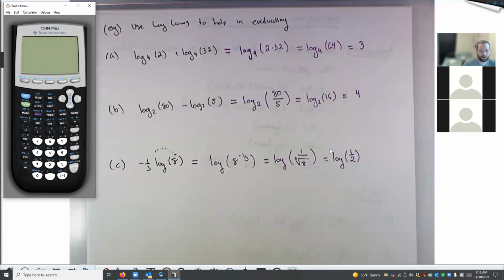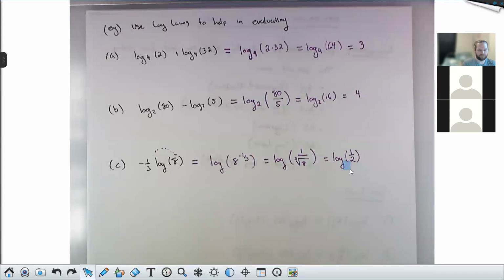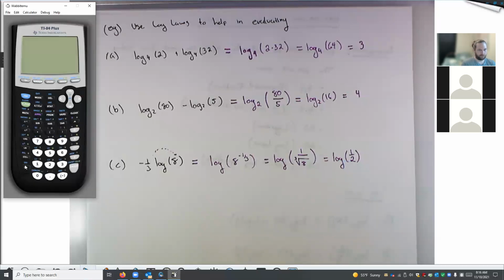Now, remember, log without a base written always means base 10. That's the common logarithm. Certainly, it's not true that 1/2 is a nice power of 10. There is no integer or even rational number to which you can raise 10 and get 1/2 out. But if you look on your calculator, just like this 84 here, you will have two buttons related to logarithms. One will say log, the other one will say ln. The log is the base 10 or common log, and the ln is the base e or natural log.